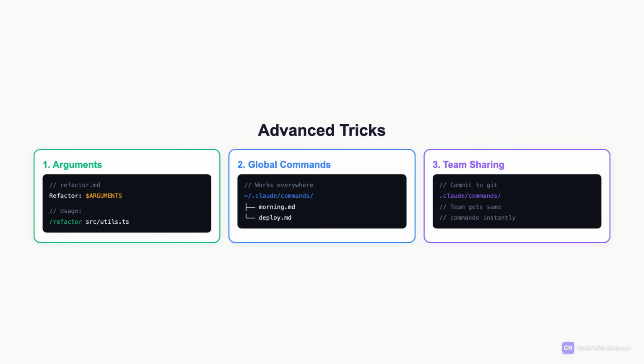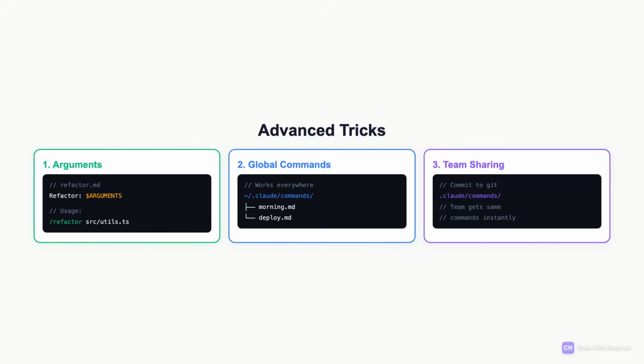Trick number 2, global commands. Instead of putting your commands in your project's .claude folder, put them in ~/.claude/commands. That's your home directory. These commands work in every project on your machine. I keep my personal productivity commands there, like /morning for stand-up prep.